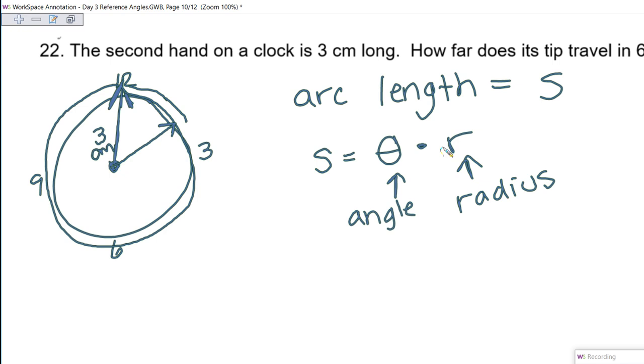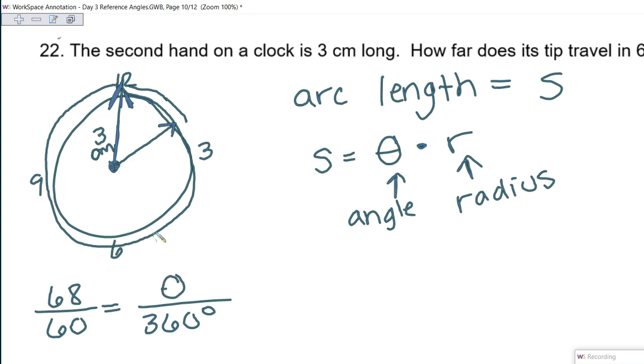So the first thing we have to do is to determine theta, the angle of rotation. So how many degrees total did that tip go around the clock? Well, I know it's going to be an angle over 360 degrees because it made one complete revolution. So they told us it was 68 seconds out of how many total seconds in a minute? 60. Now let's see how many degrees that would be. So I know there's 360 degrees total in the circle. And let's find theta. So 60 times what would give me 360? 6. So what's 68 times 6? 408 degrees.